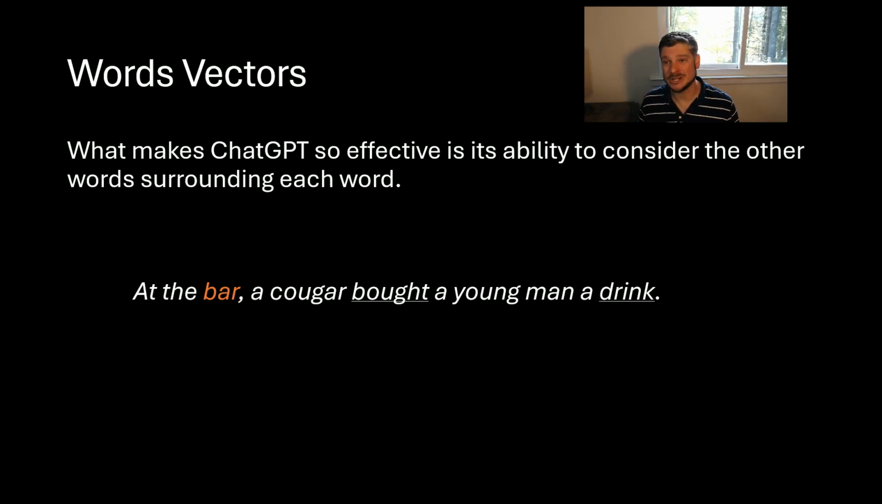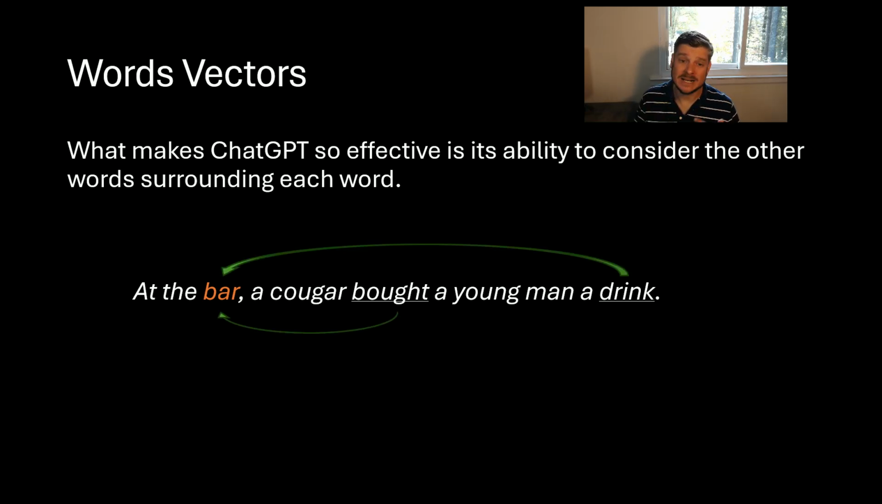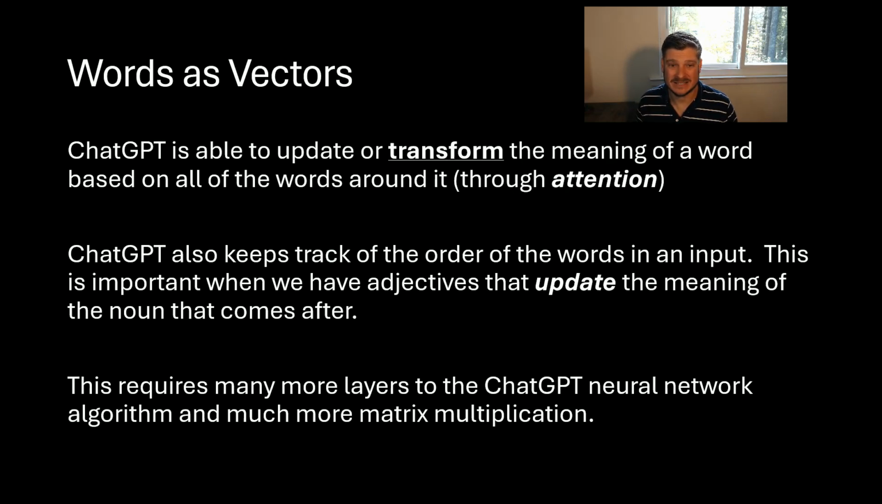And again, ChatGPT looks at the context of all the other words around it, like bought and drink, and updates the meaning of the word bar. So even though we have our initial set of definitions, which is really just values in a matrix called our embedding matrix, ChatGPT is actually able to use the words around a certain word and update its meaning based on the context of the sentence. So this is ChatGPT transforming the meaning of a word based on the words around it. This is a process that is called attention and something that we might look at in a future video.